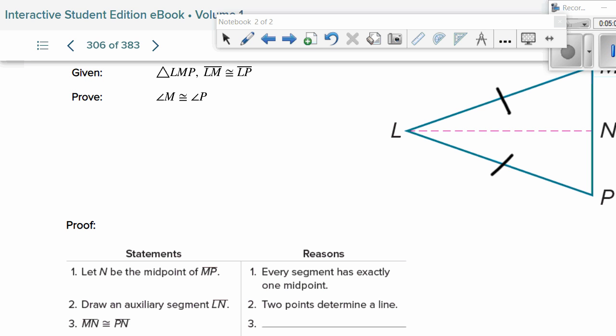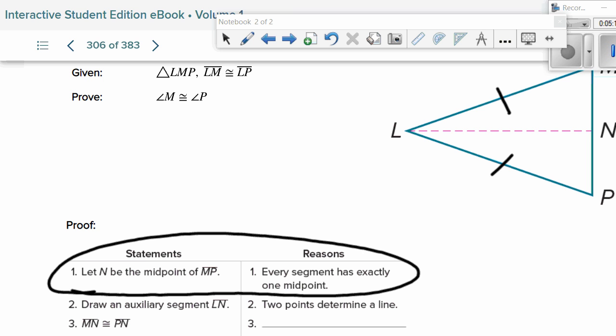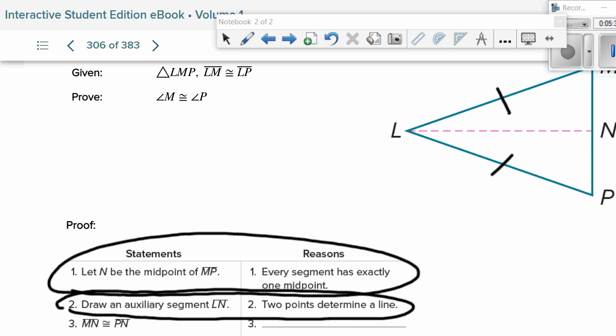They've kind of taken some liberties here. It would have been nice if they had said it. Typically they do, but they're just blatantly saying that N is the midpoint of MP because every line should have exactly one midpoint. We've never really talked about that before, okay? So we'll take that for granted. We're not really going to do the step 2, draw an auxiliary line, but that just means draw a line straight up from that midpoint to the vertex.